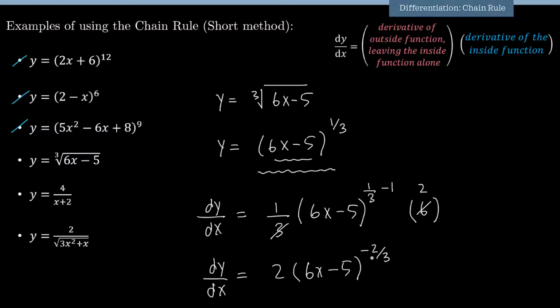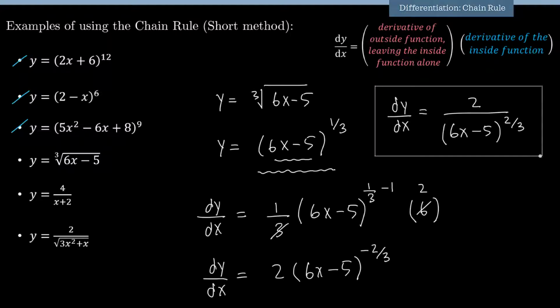In order to make this power positive, I can write dy/dx is equal to 2 divided by (6x minus 5) whole raised to the power of positive 2/3. This is the answer to the fourth question.